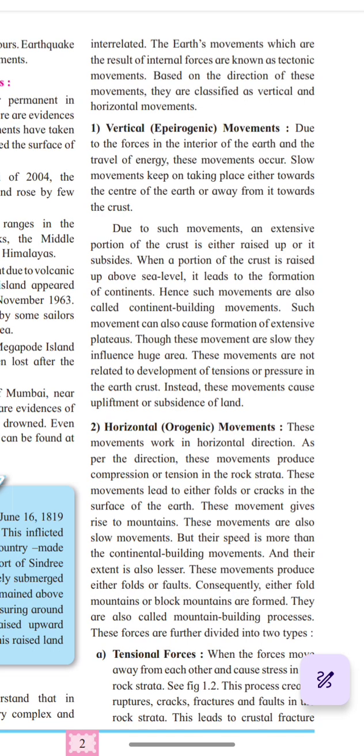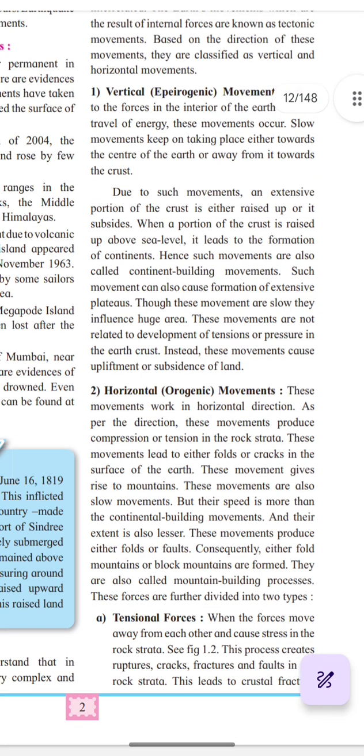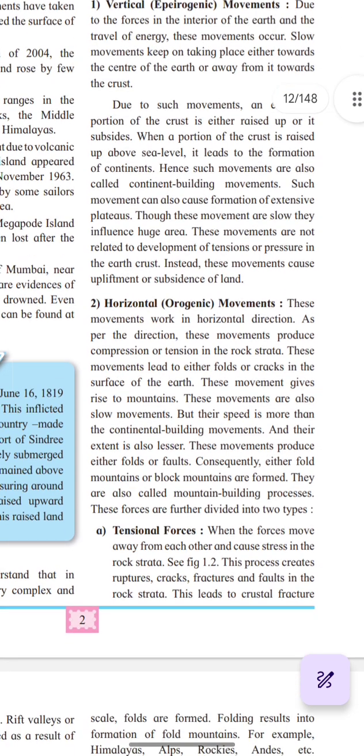Similarly, some areas may sink below their previous level. These movements affect very large areas. Unlike mountain building, these movements are not caused by tension or compression. Instead, they simply cause upliftment or subsidence of the land.